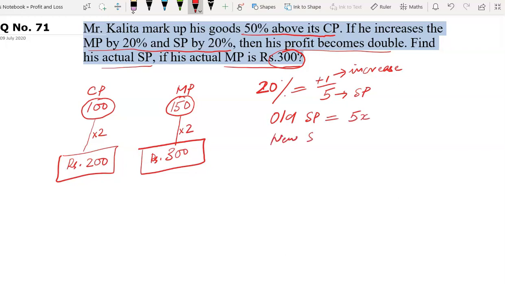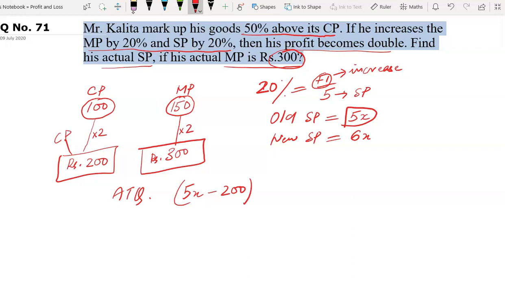So our new selling price will be how much? 1 has been increased, so 5 plus 1, 6. So our new selling price is 6x. Now according to the question, if he increases the mark price by 20% and selling price by 20%, then his profit becomes double. Now old profit will be how much? This is old SP and this is cost price. We know profit is selling price minus cost price. So it's 5x minus 200 rupees.